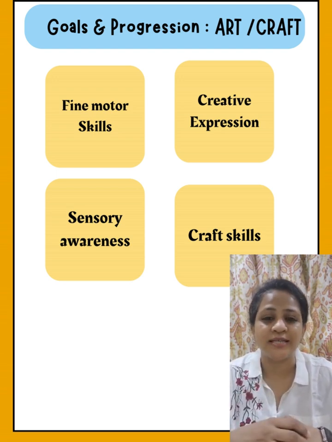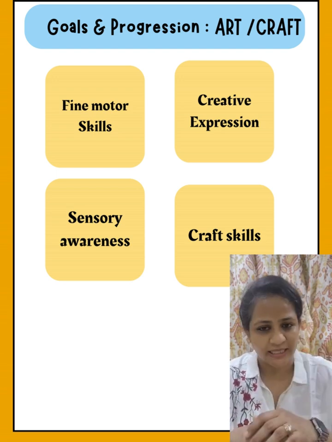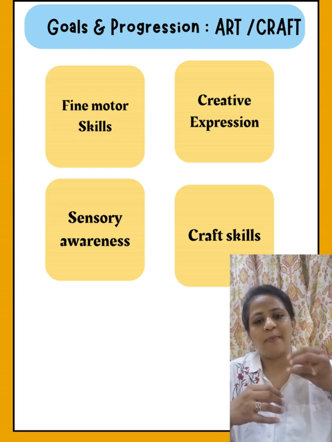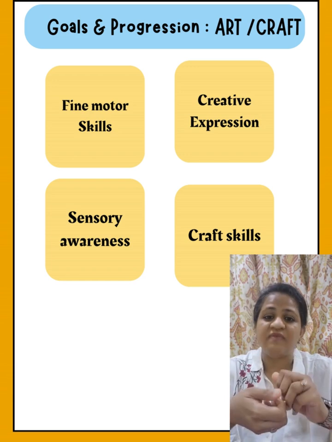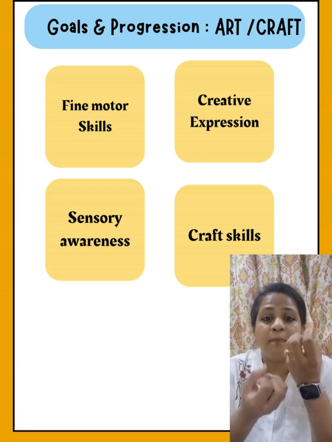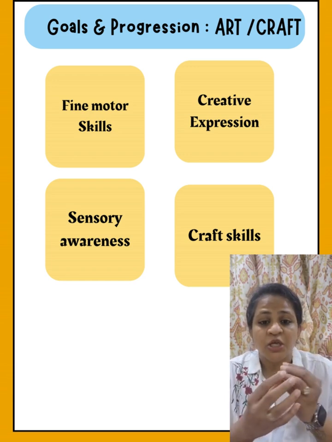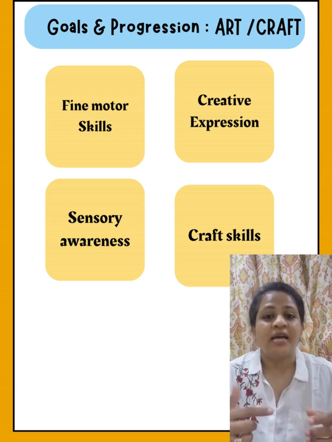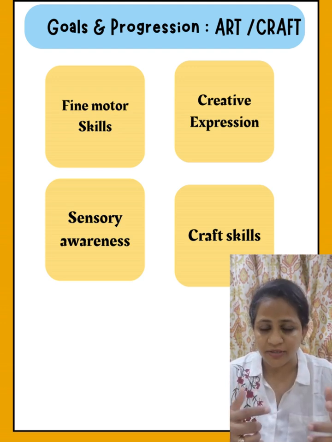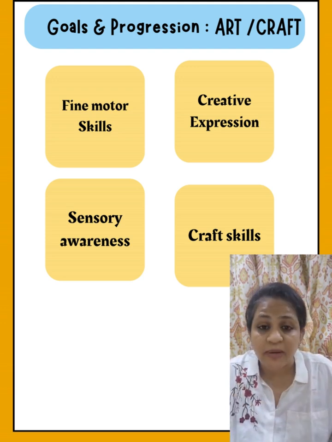The first one is the development of fine motor skills. See, this is when, apart from crayons, they touch paper, or when we are doing a paper tearing activity, a paper crumbling activity. This is when their fine motor skills are being developed. Hand-eye coordination is being developed here. Apart from that, creative expressions.